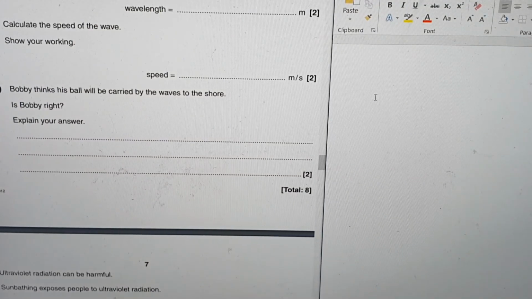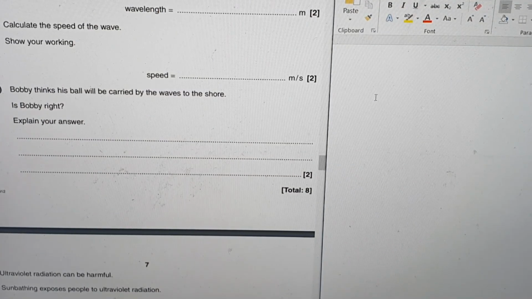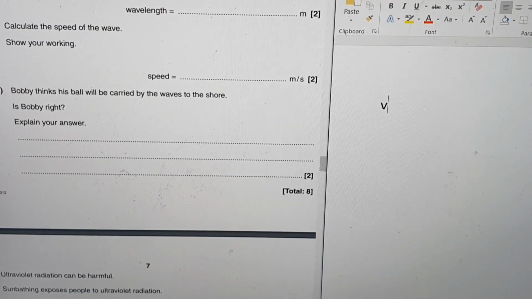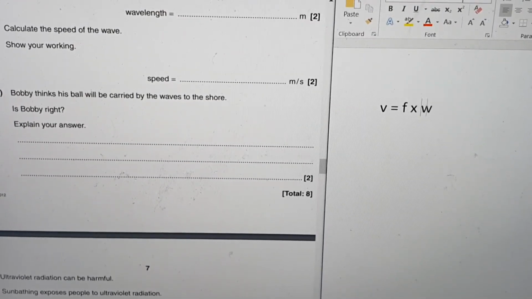Alright, so the next part of the question, calculate the speed of the wave, show your working. Alright, so we know the equation, what's the equation for speed? The speed is equal to f lambda. So f, and what's lambda? I'm just going to put wavelength.